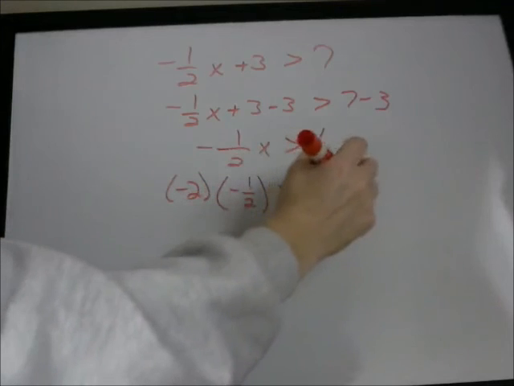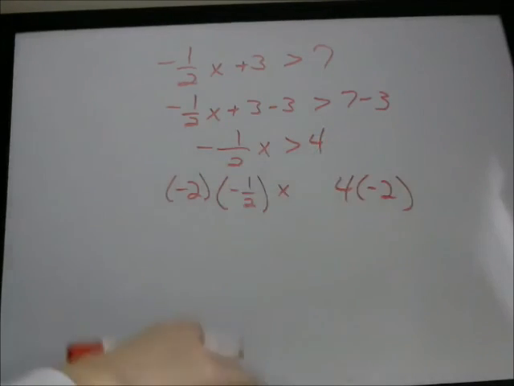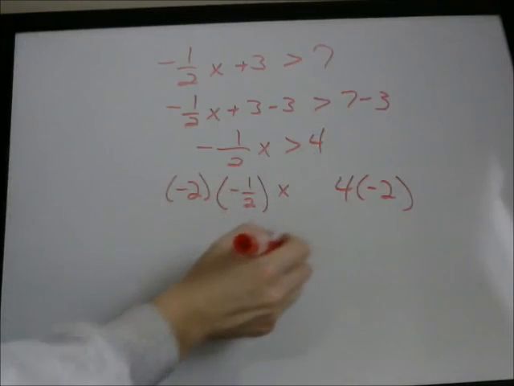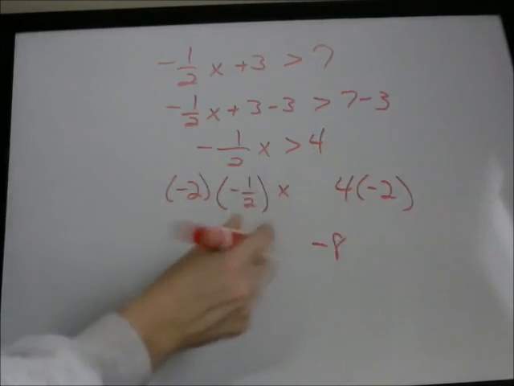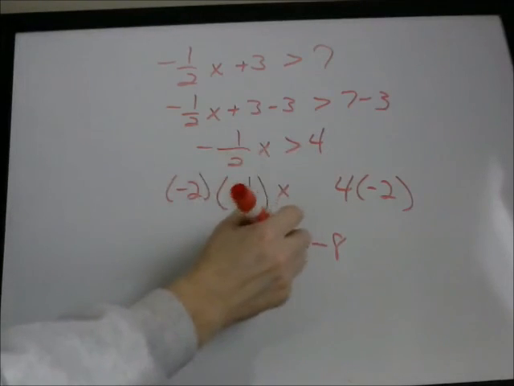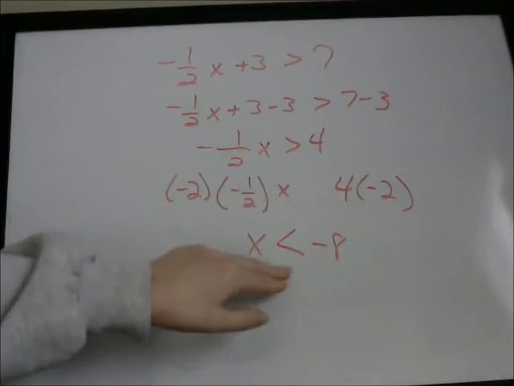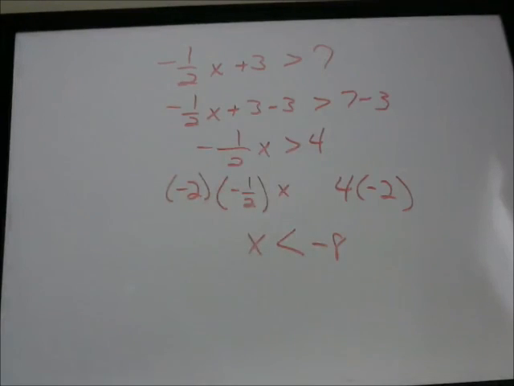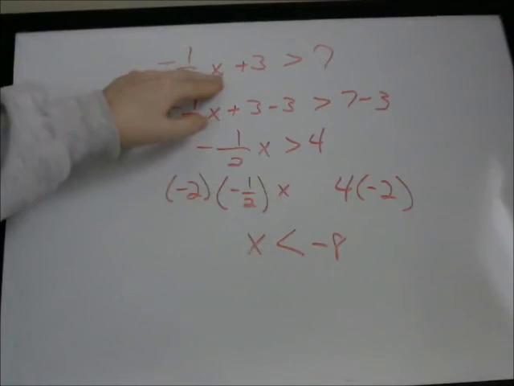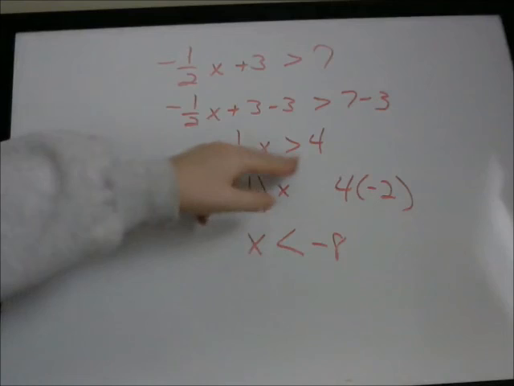If we multiply by negative 2 in order to get rid of that negative 1/2, and we do that on one side, we have to do it on the other side. We have to multiply the other side by negative 2. So those cancel. We end up with x on one side, negative 8 on the other side. But we multiplied by a negative number, so we have to switch that sign. So the answer is going to be x is less than negative 8. So negative 9, negative 10, negative 11, all of those numbers will work to make that inequality true. So the key is, if you multiply or divide by a negative number, you have to switch the sign.